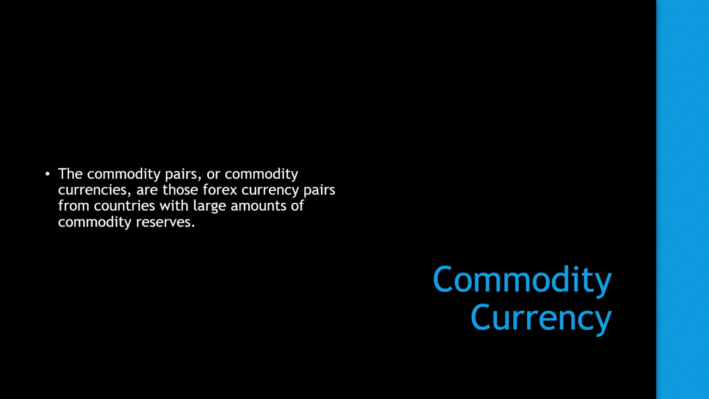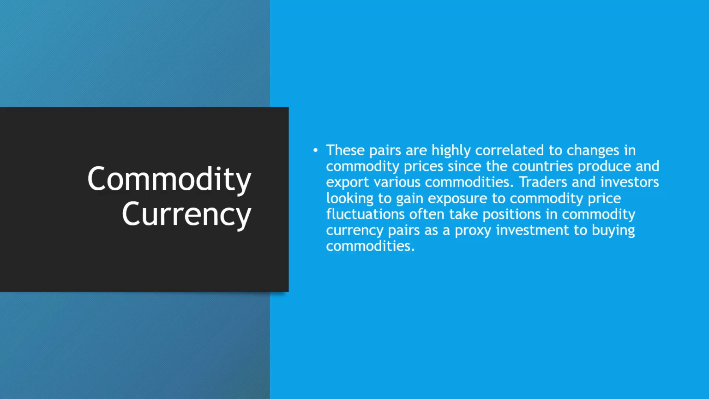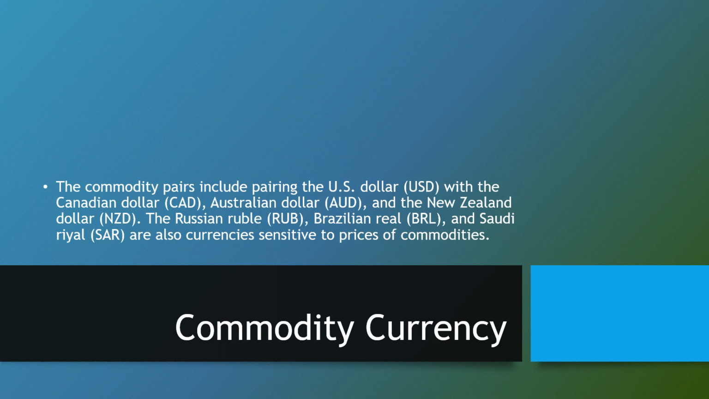We also have in the currency market what's known as commodity pairs or commodity currencies. These are currency pairs from countries with large amounts of commodity reserves. So you're saying, why isn't the US dollar a commodity pair? It isn't. It's a major. These pairs are highly correlated to changes in commodity prices since the countries produce and export various commodities. Traders and investors looking to gain exposure to commodity price fluctuations often take positions in commodity currency pairs as a proxy investment to buying commodities.